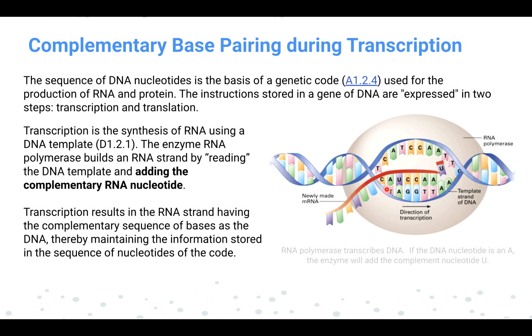In the diagram you can see this is the DNA template. Here we need an enzyme called RNA polymerase, which is going to build an RNA molecule on the template strand. And what are the bases? You can see they are exactly complementary. The transcription will result in the RNA strand having the complementary sequence of bases to the DNA. So it maintains the information stored in the sequence of nucleotides of the code. So information is not changed. That's the importance of complementary base pairing.